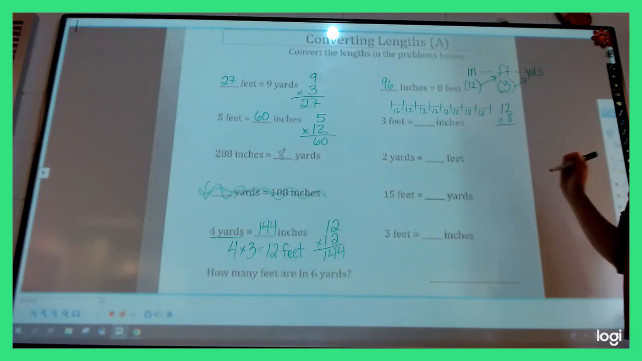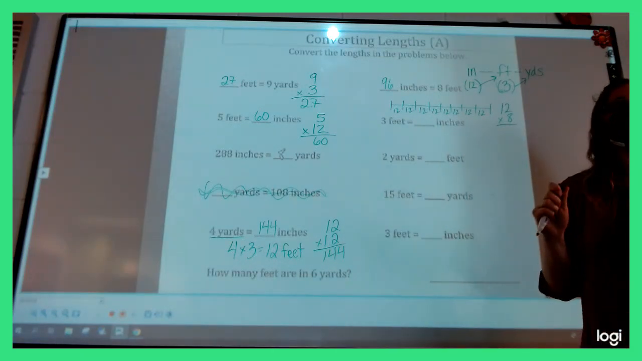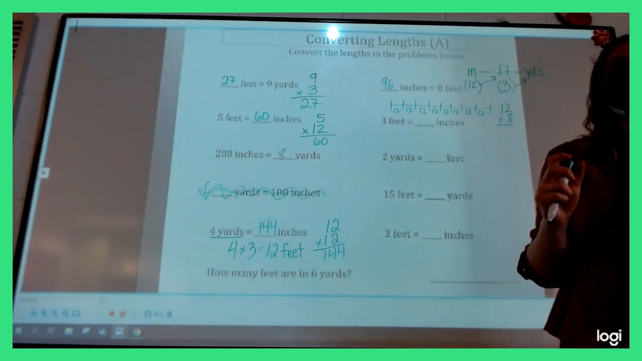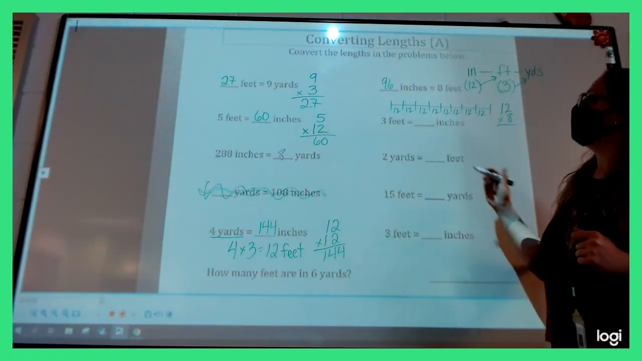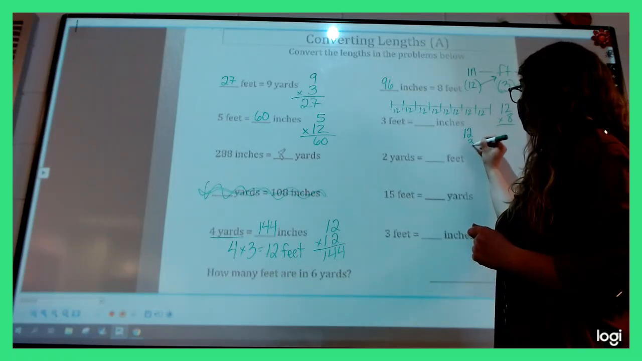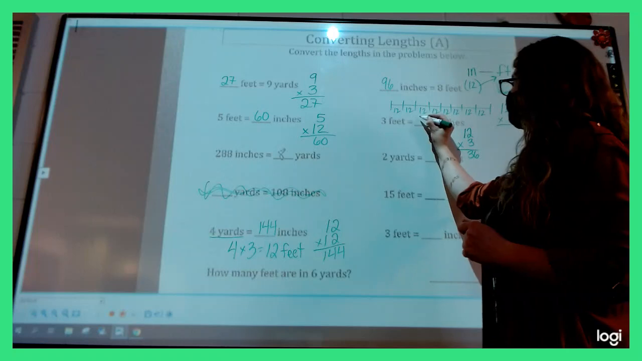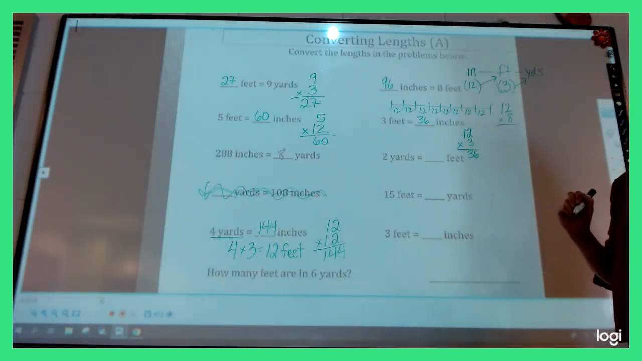All right, this next one. We have 3 feet. I want to know how many inches. Okay, 3 feet. Picture 3 feet. How many inches are in 3 feet? What do I do to solve? Dylan? Okay, and he knew that there are 12 inches in each foot. We have 3 feet. 12 times 3 is 36. All right, nice job, Dylan.